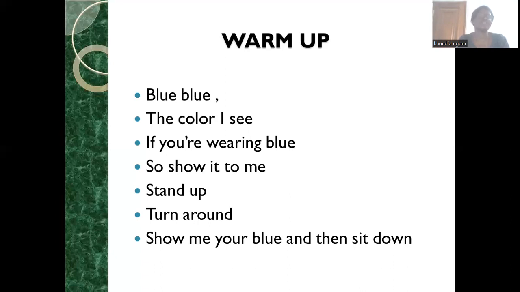So you see, it is just a song to make it a little bit fun. You can change the name of the color. You can choose any color you want. It depends on you. You can adapt it in your classes.